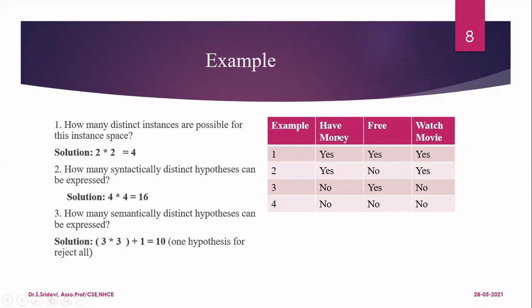So if I have money and if I have free time, I will watch the movie. Sometimes there can be some restriction also. For example, you see the first record. The meaning of the first record is, if I have money and if I am free, I'll watch the movie.